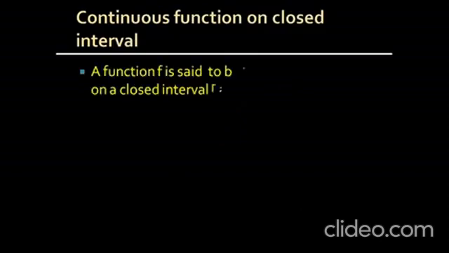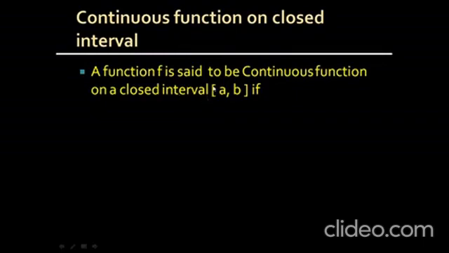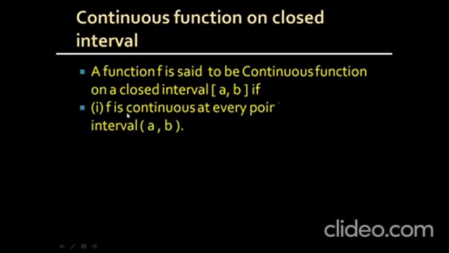Now look at continuity on a closed interval. First of all, listen in. A function f is said to be continuous on a closed interval, which we define by square brackets, if we follow these points. First point: f is continuous at every point of the open interval (a, b). I have already explained this, and you know very well the meaning of the open interval. Now look at the second point.